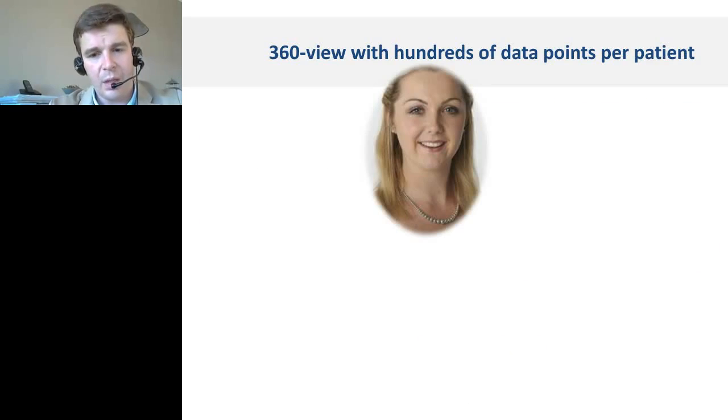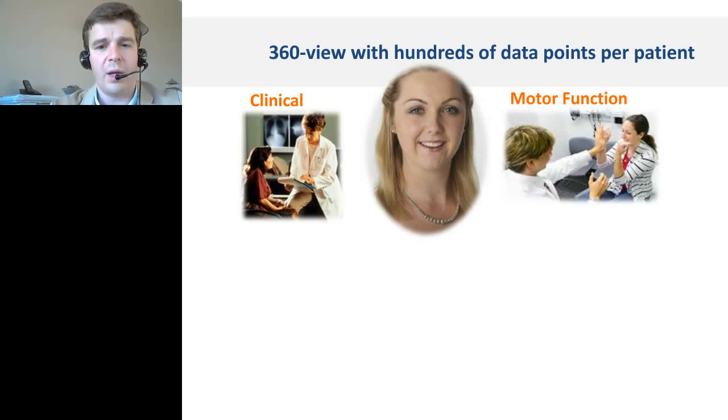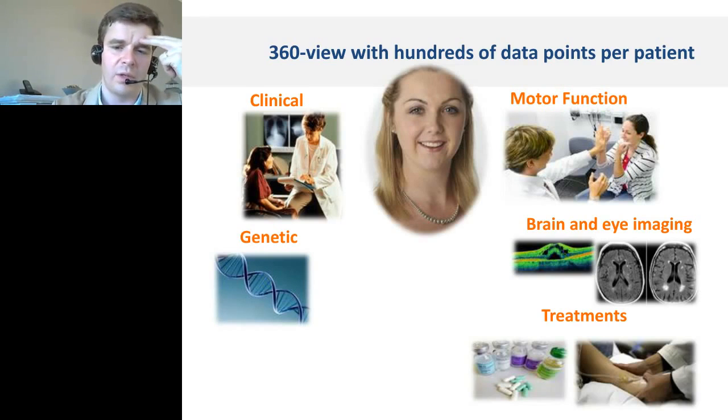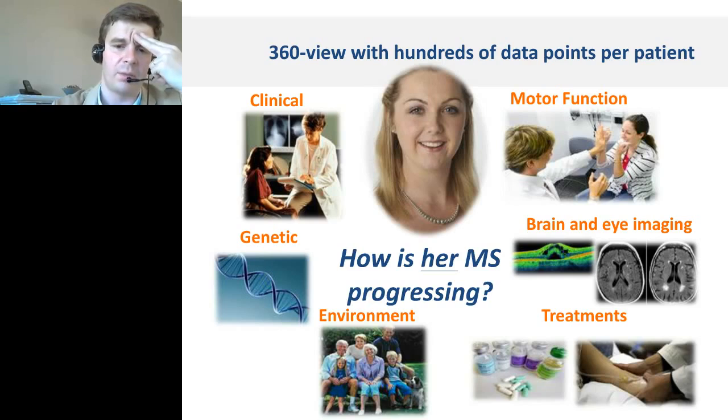So what we really try to do is say, okay, let's take an individual patient. Let's force ourselves not to work with thousands of patients as statisticians or epidemiologists. Let's work like clinicians with one patient. But we want to integrate the information about clinical data, motor function, genetic information, brain and eye imaging, and eventually spinal cord, having all the information about treatment, environmental exposure. And what we want to do is answer for the patient how her particular multiple sclerosis is evolving, how this one patient is progressing.